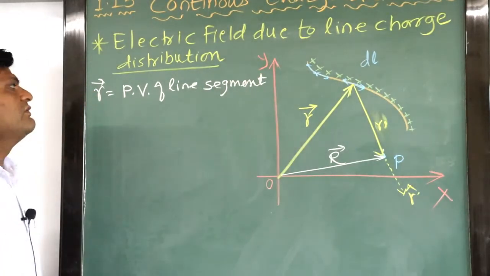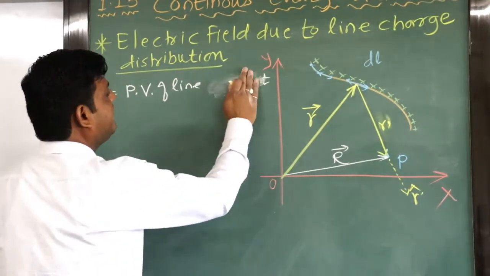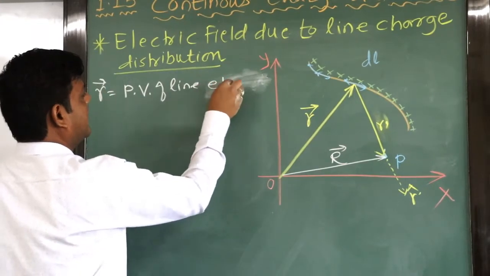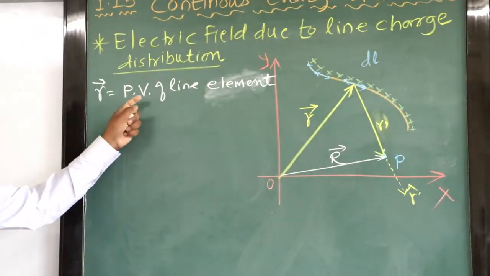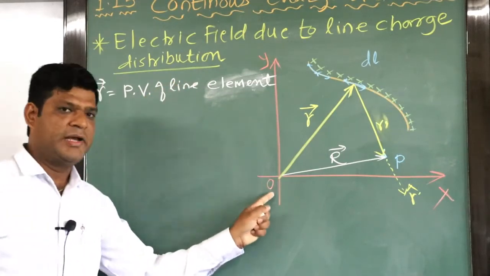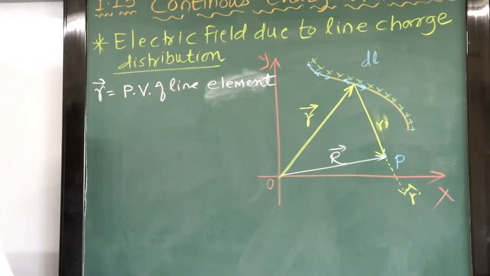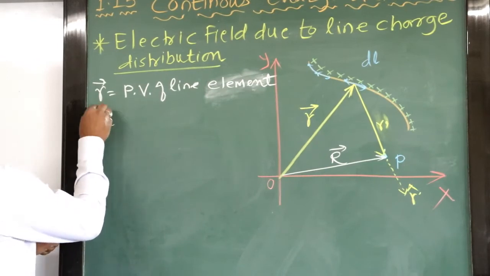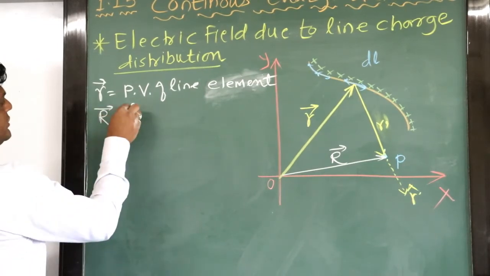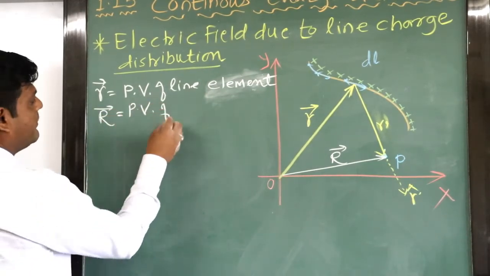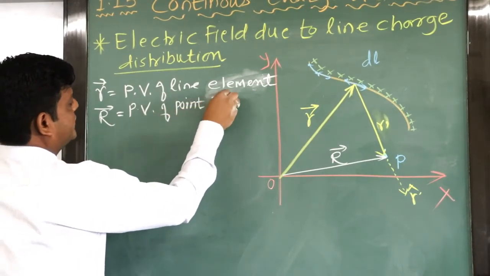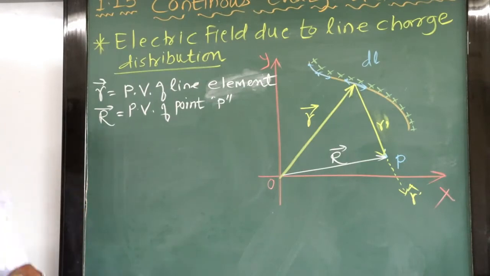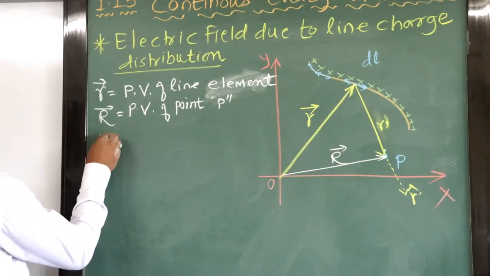Line element also we can write. Instead of segment, we will write element, line element, right? Position vector of line element with respect to origin, right? What is R vector, capital R vector? Position vector of point P, where we are going to find the electric field due to the line segment, right? So what is R dash?